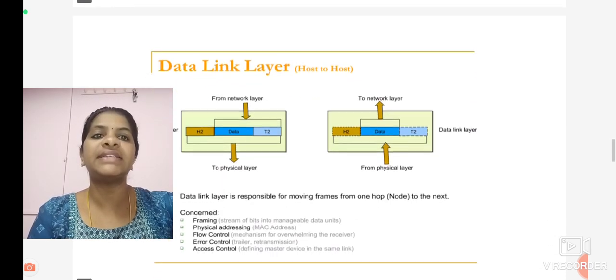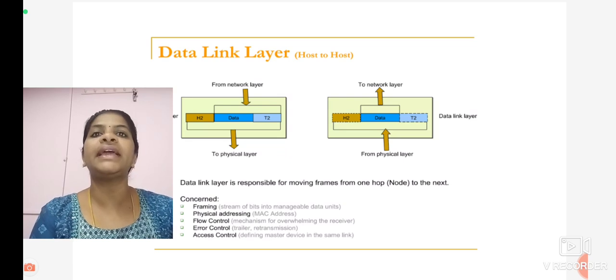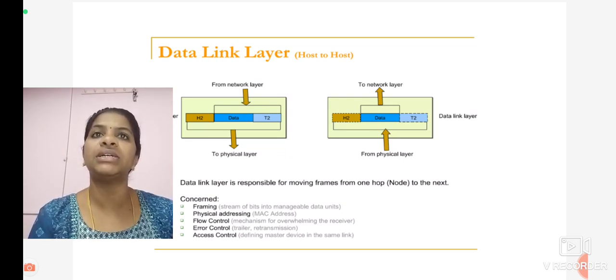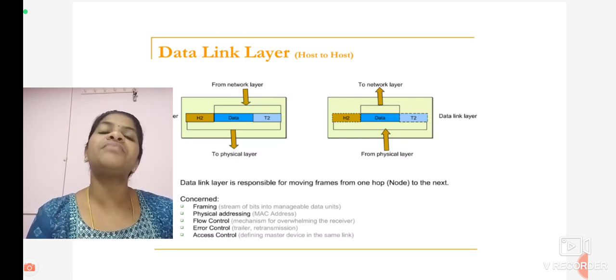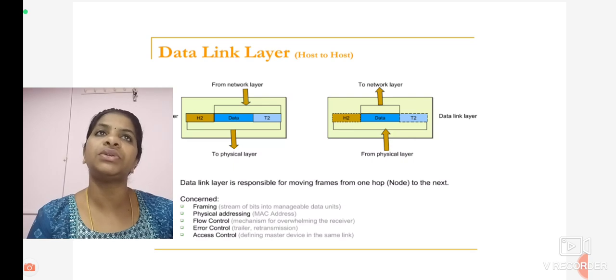The functions are line configuration, data transmission, topologies and signals. The second layer is the data link layer. In the data link layer, from the network layer we can send the data to the physical layer. Then from the physical layer we send it to the transport layer with the use of the data link layer.